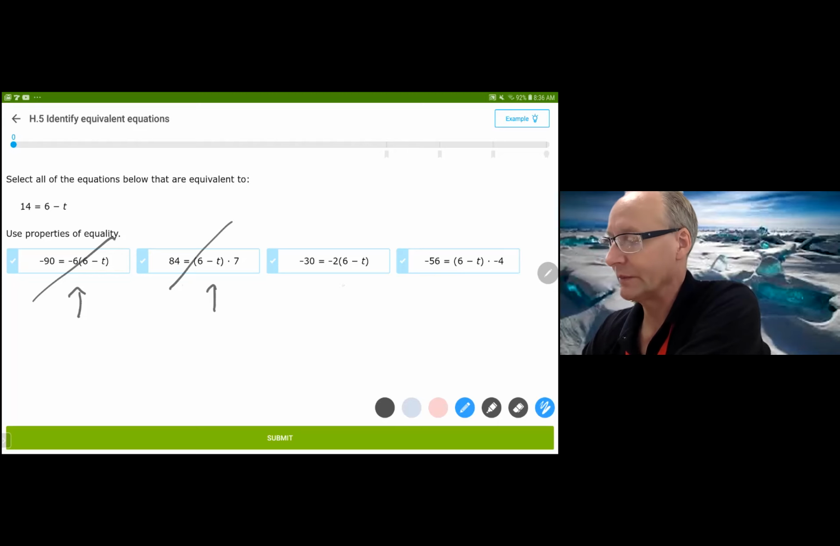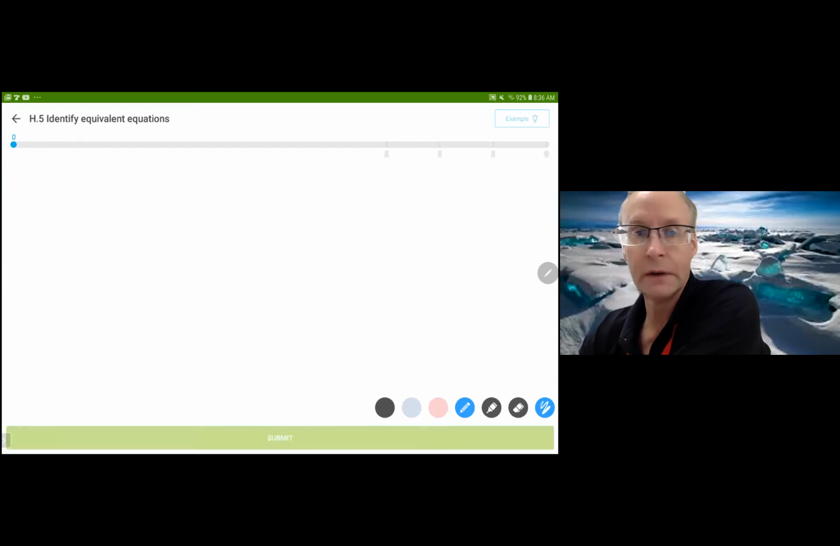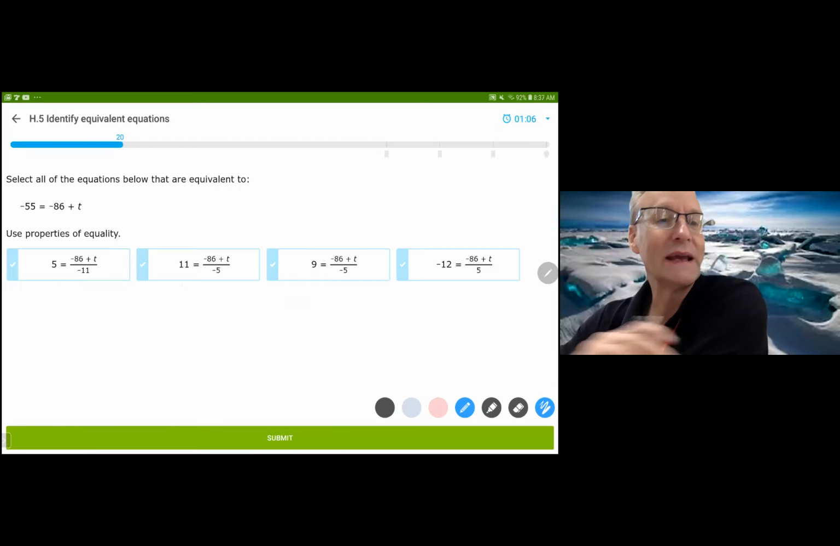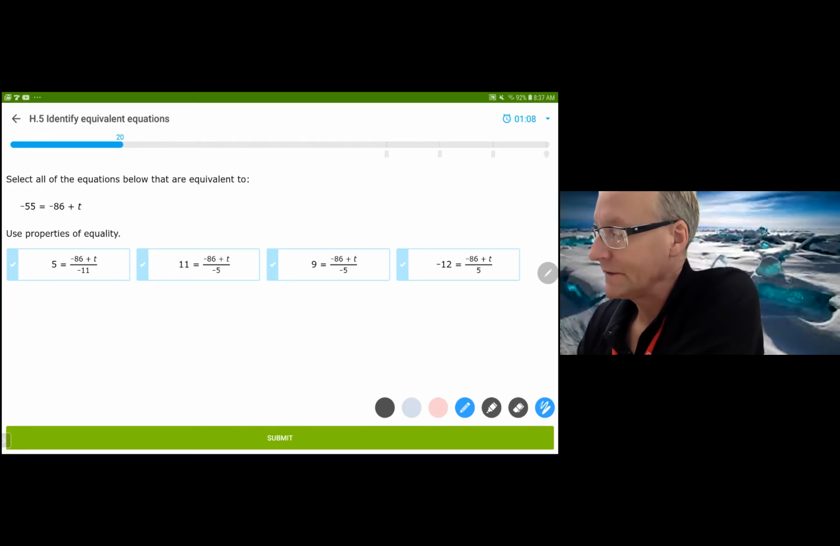And in this one, we multiplied by -2 on the right, but we did not multiply by -2 on the left. In the last one, we multiplied by -4 on the right, and we also multiplied by -4 on the left, and that is the only one that's true. It is really easy to make an error because they give you multiplications that look really nice. All right, so we divided by -11 on the first one. We divided by -11 on the left, and we also divided by -11 on the right. So that one is okay.